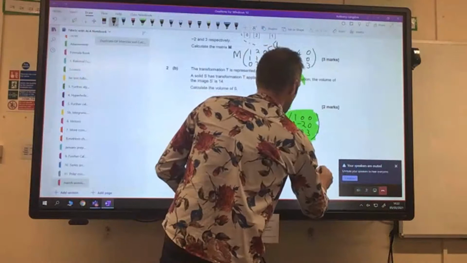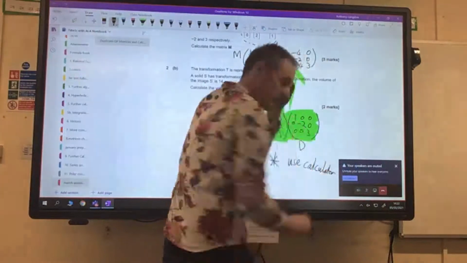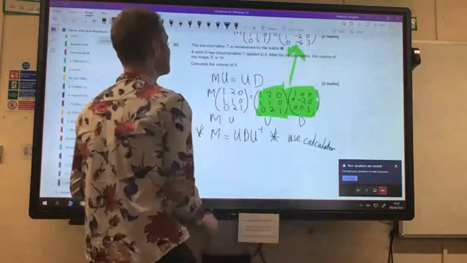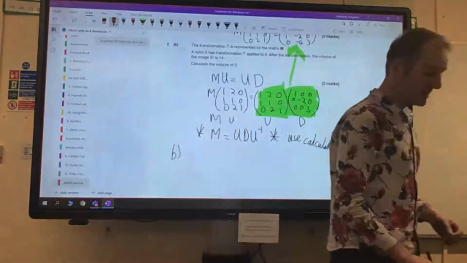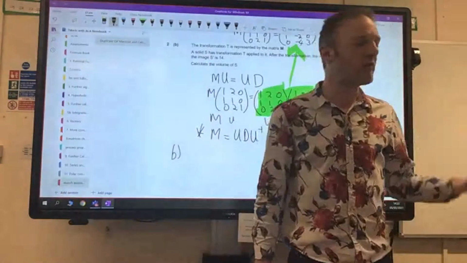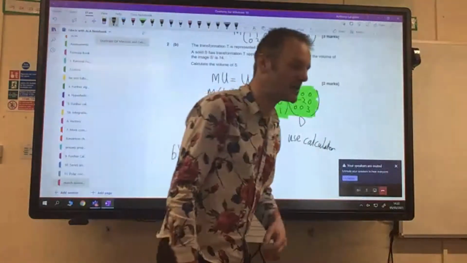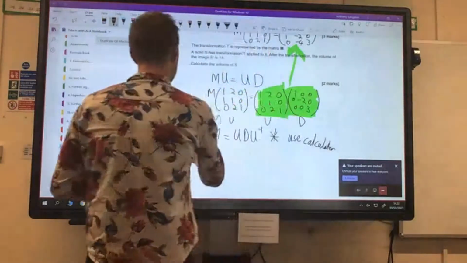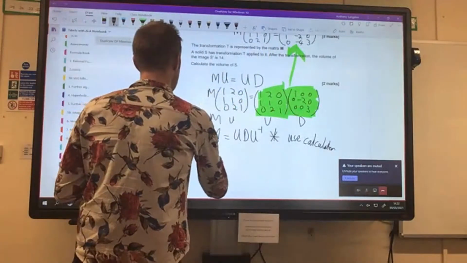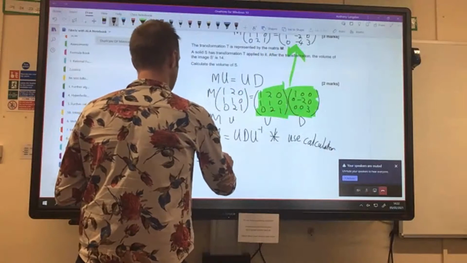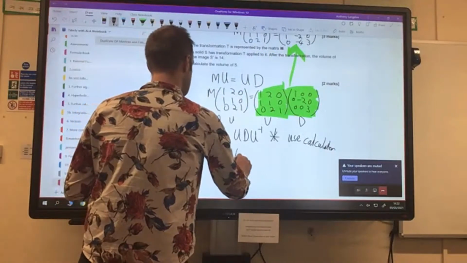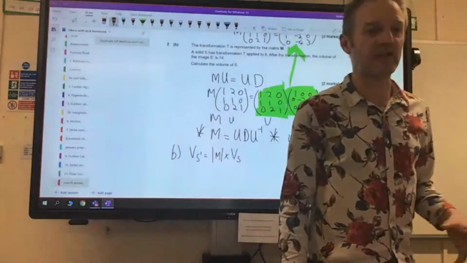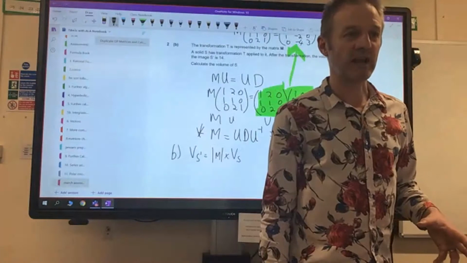Now here's the thing that I think almost no one spotted, though they still got the answer right. For B, some of you misread the question. Read it again. The image is 14. We're trying to find the volume of the original. We know the volume of the image. We don't know the volume of the original. We know the volume of the image is equal to the determinant of the matrix times the volume of the original. Is there anyone who's unsure of what I've just written on the board? That's what I take to be crystal clear.